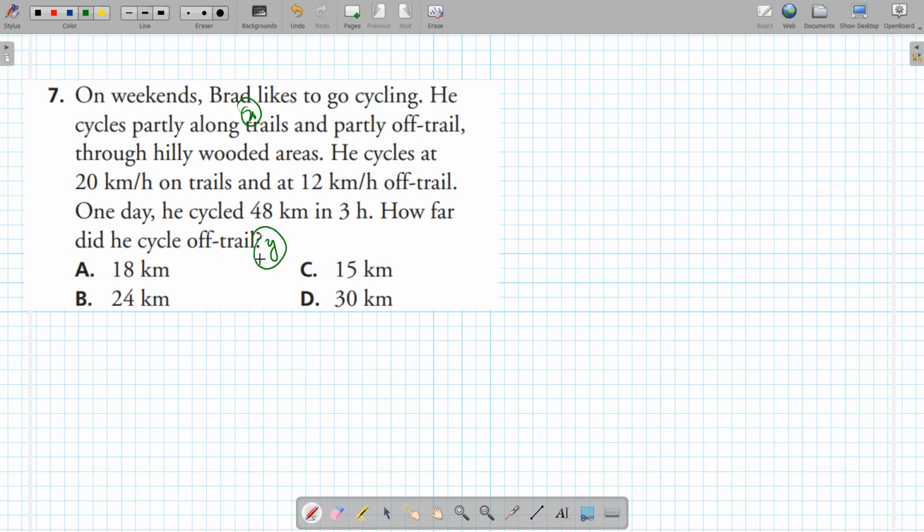Remember, the amount that he cycles on the trails is the distance. He's cycling a certain amount of distance. Distance has a unit of meters, kilometers, whatever. What's going to be our first equation? X plus y equals 48 kilometers. Now the next equation is tricky. What's the next equation?